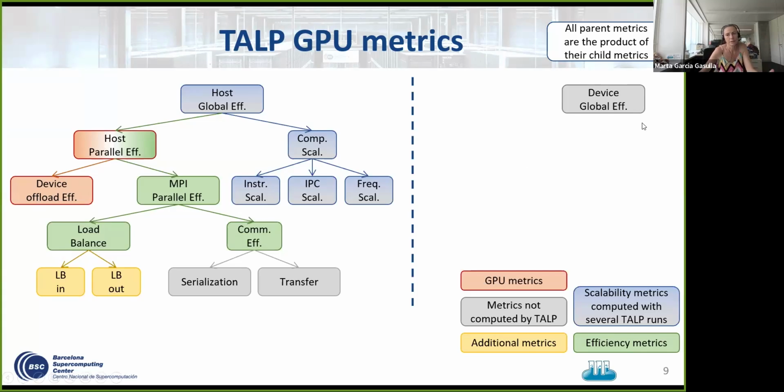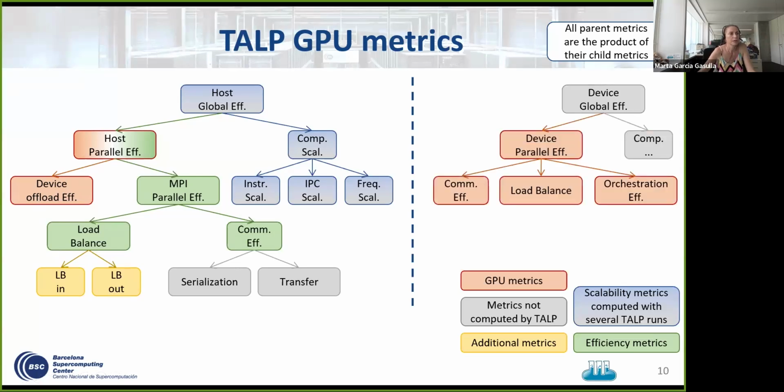On the device side, the device metrics will tell us how well we are using the devices, the GPUs in this case. And this is the tree of metrics that we defined. The device global efficiency is divided between parallel efficiency and computation, similar to what we have in the host. So we have the parallel and the computation. In this case, the computation efficiency or scalability is not clear yet. It's not defined yet. So this is work in progress. This is what we are working on now. And what I will present today is the ones that are in red.